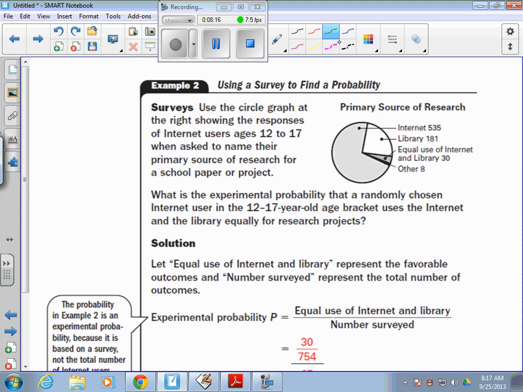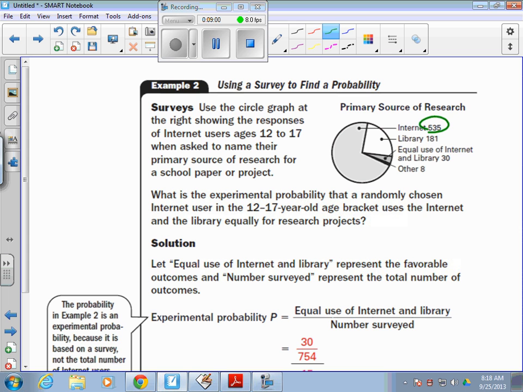Okay, it says using a survey to find a probability. It shows the responses of internet users from 12 to 17, that's most of you guys, when asked to name their primary source of research for a school paper. And then they show a pie graph. It says that 535 people use the internet, 181 the library, library and internet equally is 30, and 8 is other. It asks, what is the experimental probability that a randomly chosen internet user uses the internet and the library equally for research projects? So it says, let equal use of internet and library represent the favorable outcome, and the number surveyed represent the total number. So you have to add up all of those numbers.